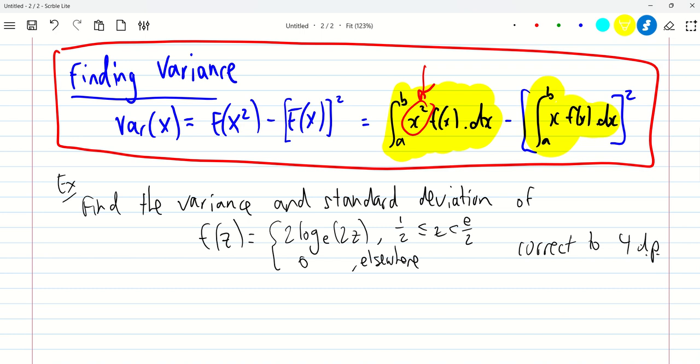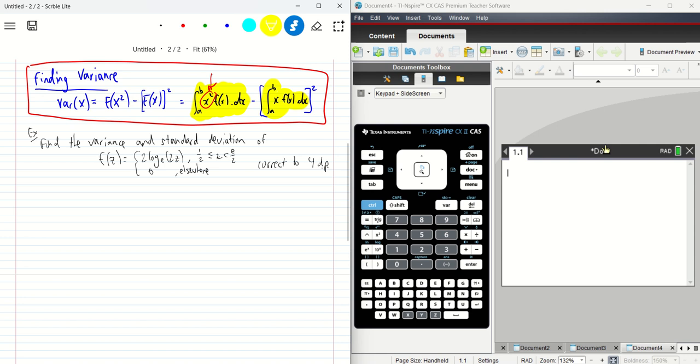Okay, so I'm going to use CAS for this question, just to show you, because we don't know how to actually integrate this particular one. We don't know how to integrate log e in Maths Methods. So let's have a look at this. Find the variance and standard deviation of that.